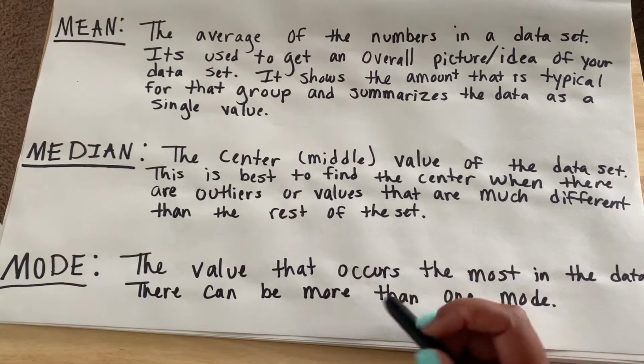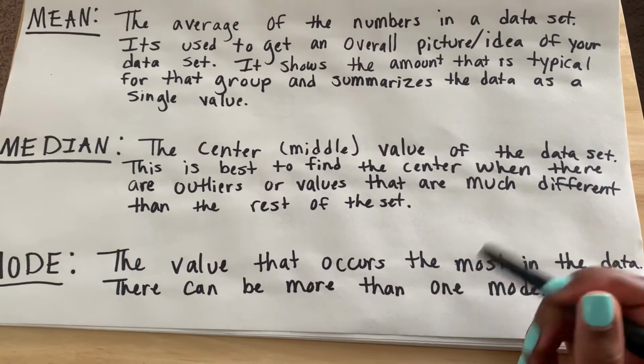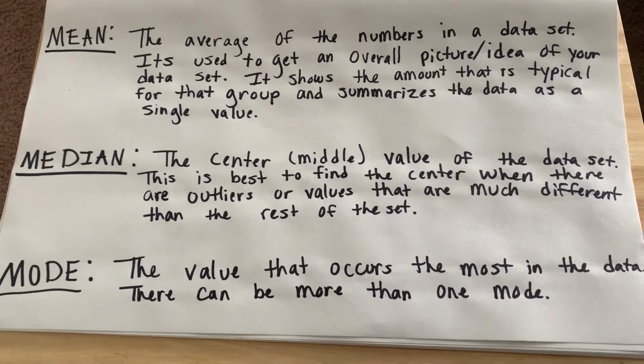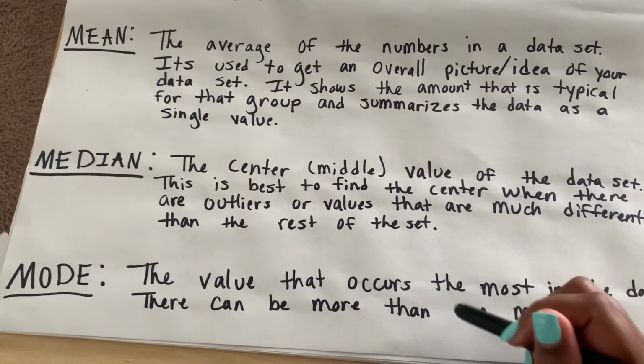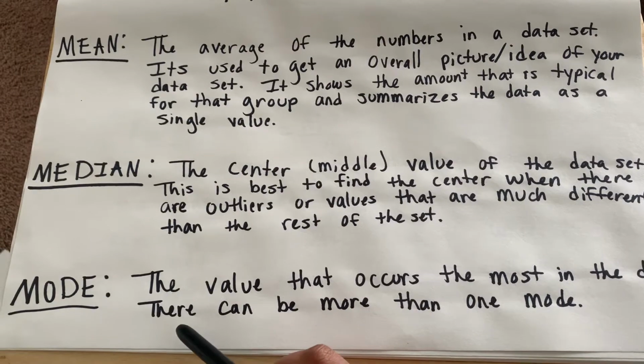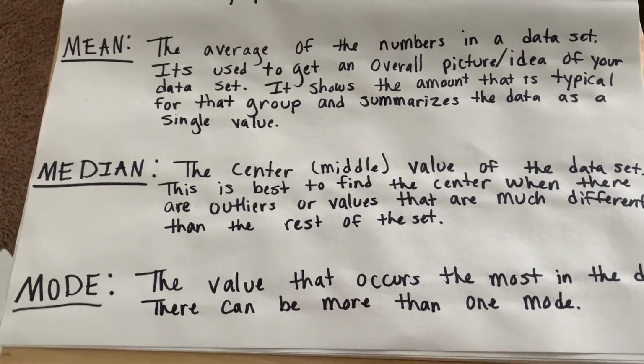And the mode is the value that occurs the most. So there could be more than one mode in a data set, or there could be an instance where you don't have a mode at all. So this is used to find what is the most common thing in your data set.